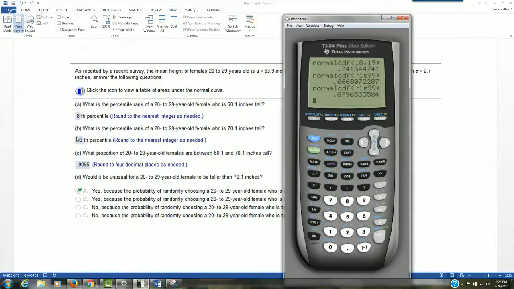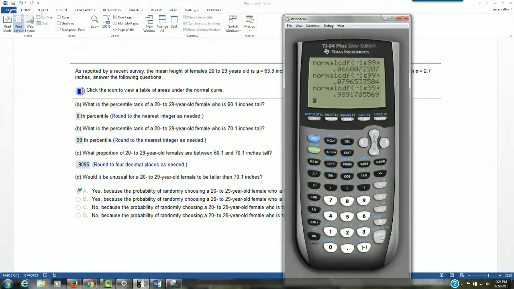Then part B, they're asking for the percentile for someone who's 70.1. So I'm just going to go back and do the same thing. Norm CDF. And so the negative infinity part stays. This time I want 70.1. And then update all those others. So I get that it's in the 99th percentile.